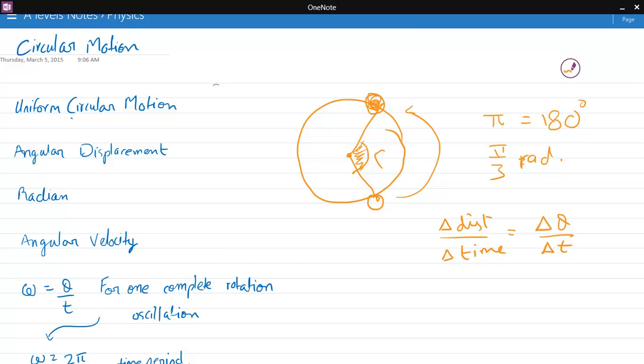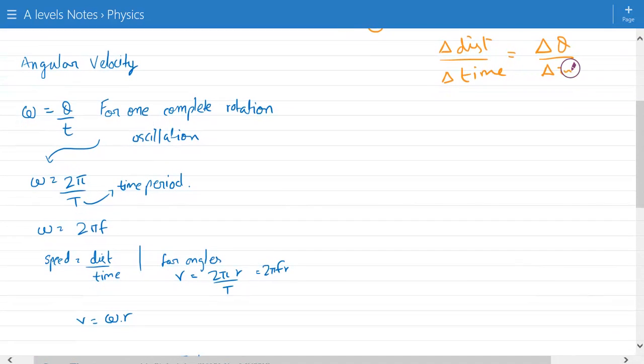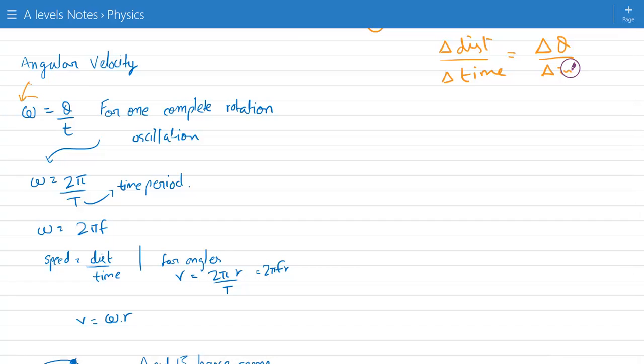Now angular velocity is represented using this symbol. It's kind of like a W, but you have to really make it like this for some reason, I don't know. And as we discussed before, this is just angular displacement over time.